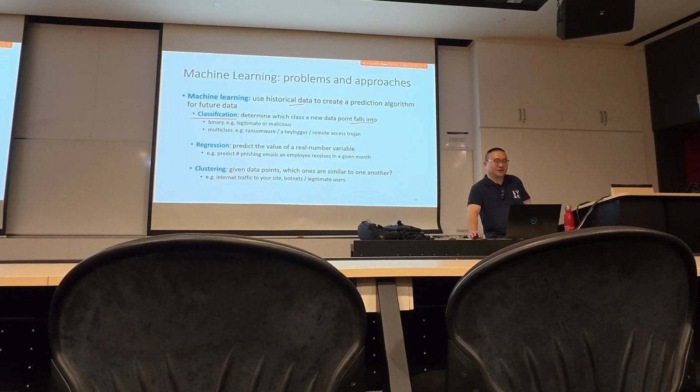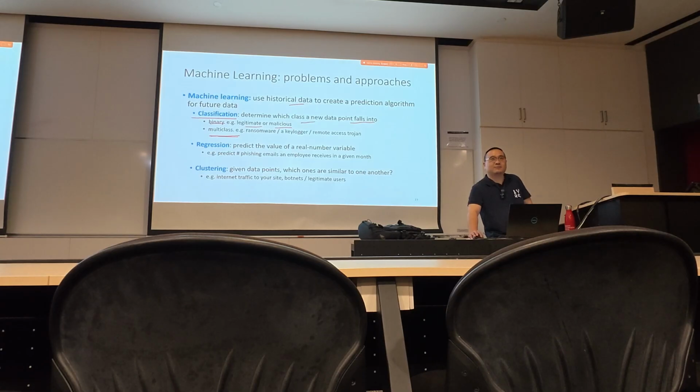For example, given a binary file, we want to check whether this is a legitimate file or malicious software. So this is classification. Or we can do multi-class classification. So this is binary classification and multi-class classification. For multi-class classification, given a binary file, we want to decide the specific class among a couple of candidates. For example, this file can be a ransomware, a keylogger, or a remote access trojan.